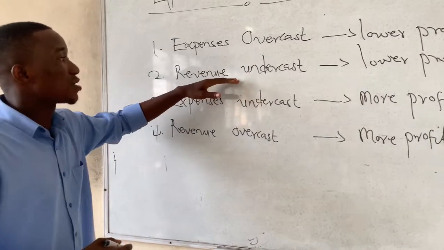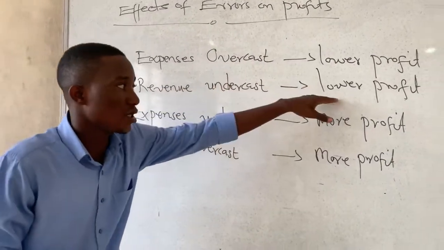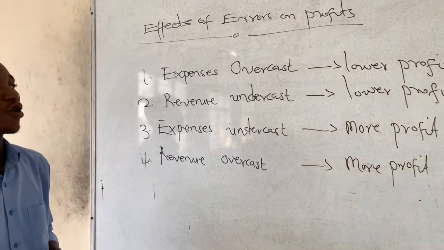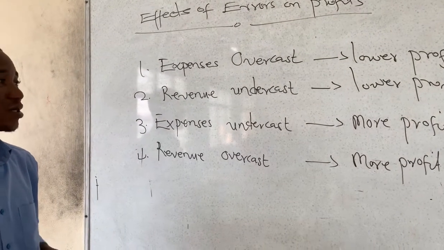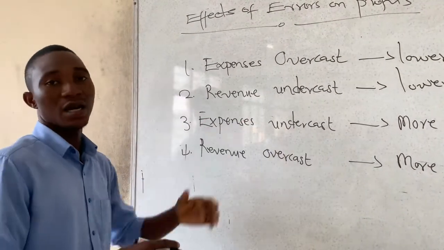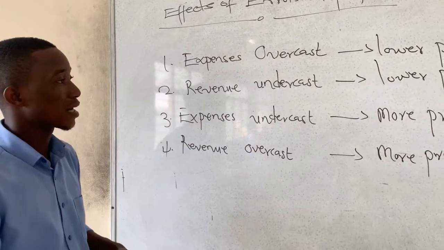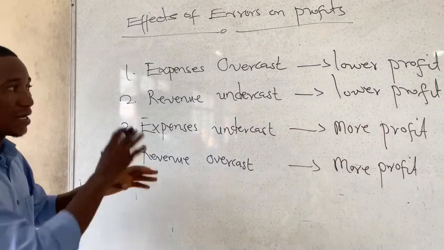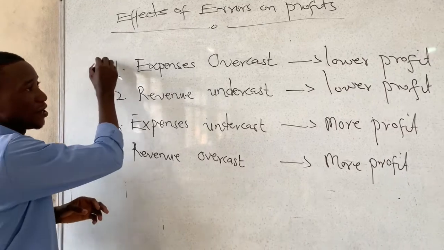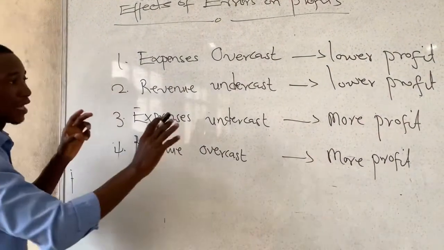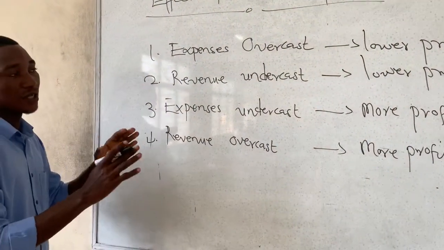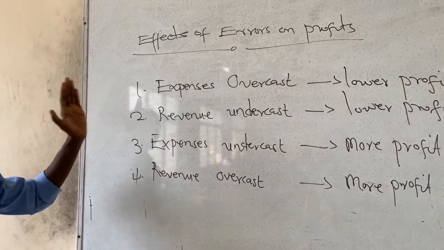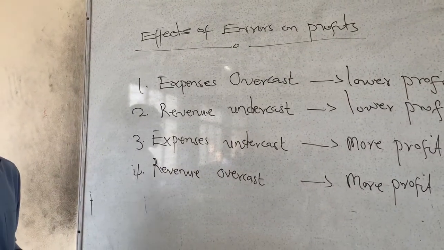If they say discount receipt account undercast, it will still lower your profits. Is that okay? So this is basically the dynamics. Maybe a commission received account undercast, it will lower your profits. So with this application, these are the basic 4 items you need to know as far as the preparation of the statement of adjusted net profit is concerned.